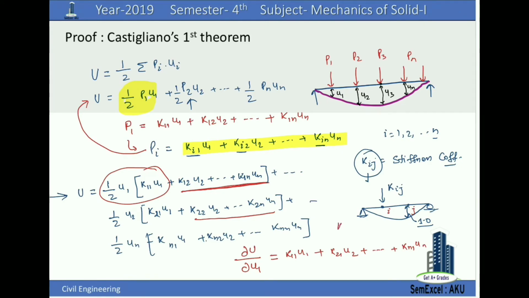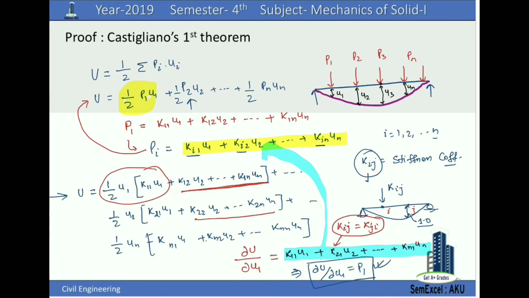From Maxwell reciprocal theorem, what we know? Kij is equal to Kji. So if we put K21 is equal to K12, then this whole term will be equal to this P1, right? So what we can write? Del U by del U1 is equal to P1. This is the Castigliano's theorem that we have to prove. Hence proved.